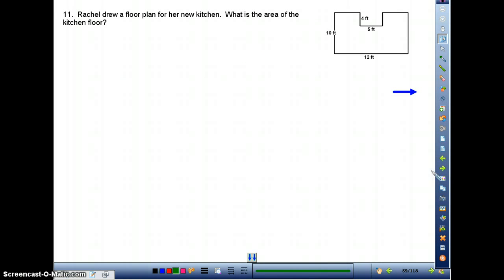All right, number 11, Rachel drew a floor plan for her new kitchen. What's the area of the kitchen floor? Okay, this is a composite area question. You can either bust this up into 3 little rectangles, find the area of each 3 and add them all up. But I think what I'm going to do is calculate the area of the big rectangle I've highlighted in yellow and then subtract out this little piece right here.